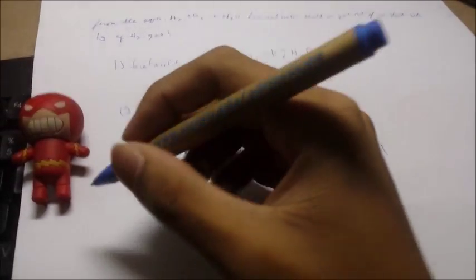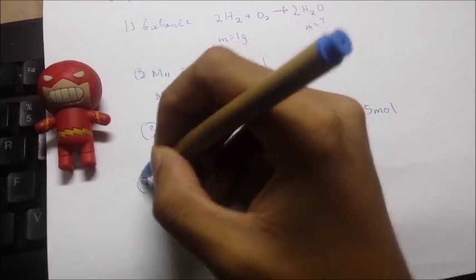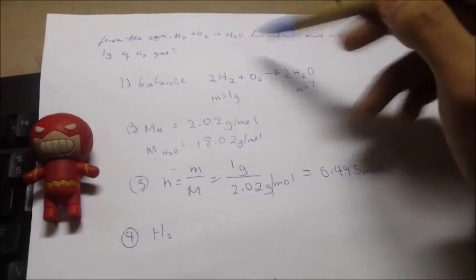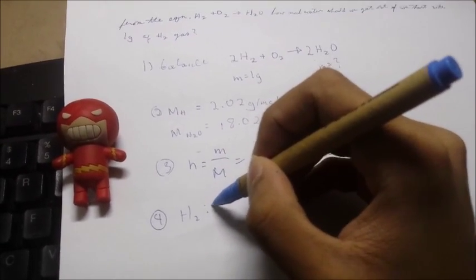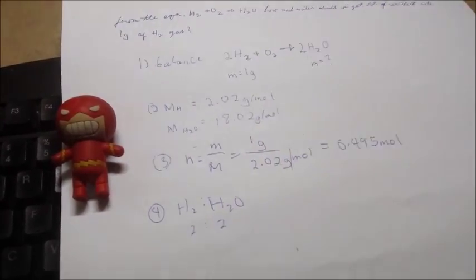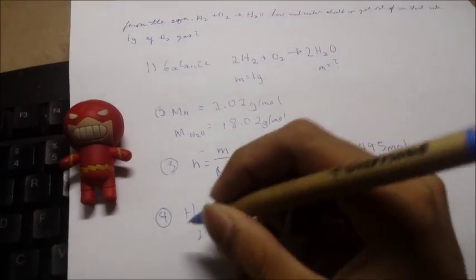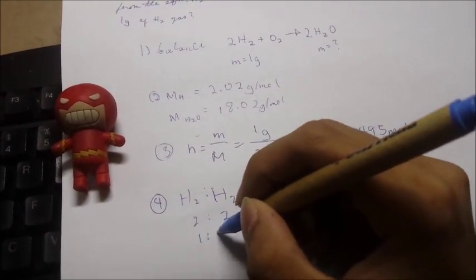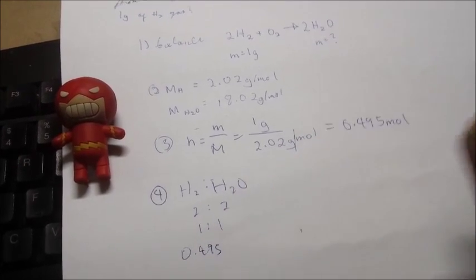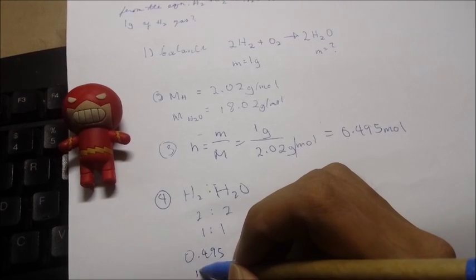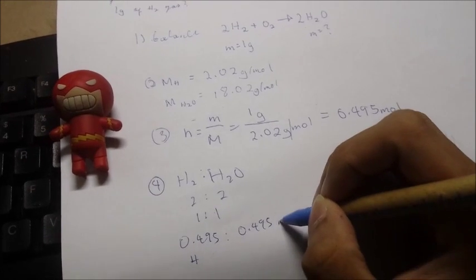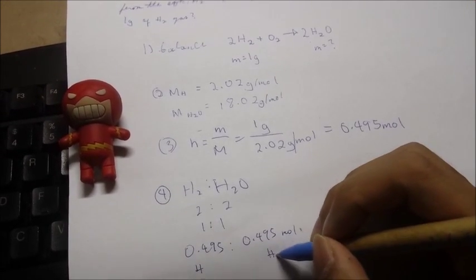The fourth step is we take the ratios into account. As you see right here, that's what the equation says. H2 to H2O is a 2:2 ratio since we balanced the equation earlier, right? So 2:2 is also 1:1. So for every 0.495 moles of hydrogen gas, that's going to be 0.495 moles of water.